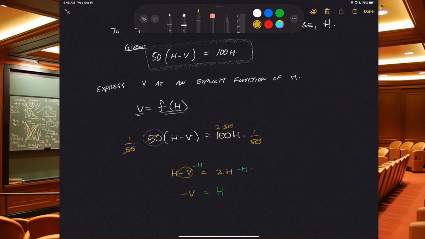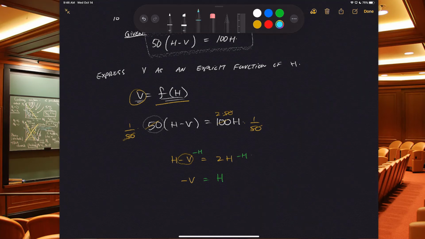I notice some students leave it here. This is not totally solved. Right? Because what we want is v equals a function of h, not negative v, or the opposite of v, equals something. So what you can do here is just multiply both sides by -1. Over here, negative times a negative will just leave us with v equals the opposite of h.